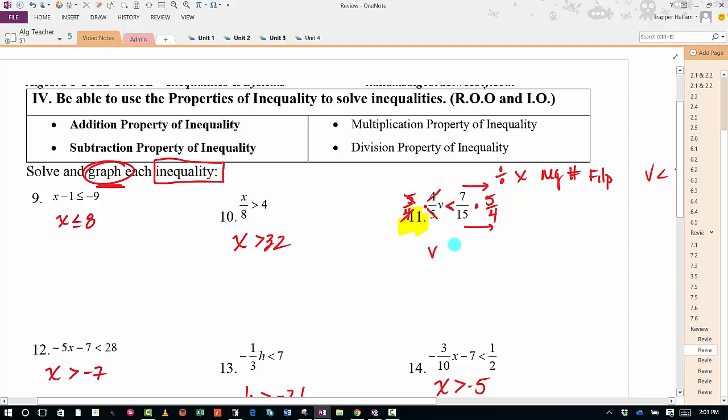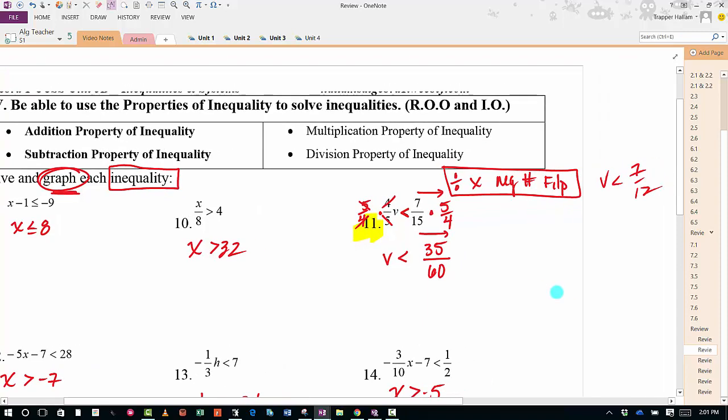So v is on the left, so v is less than... we didn't divide or multiply by a negative, so we did not need to apply this rule. So we find out that 7 times 5 is 35, and 15 times 4 is 60. Looks like these will reduce to 7/12. So we'll end up with v is less than or equal to 7/12.